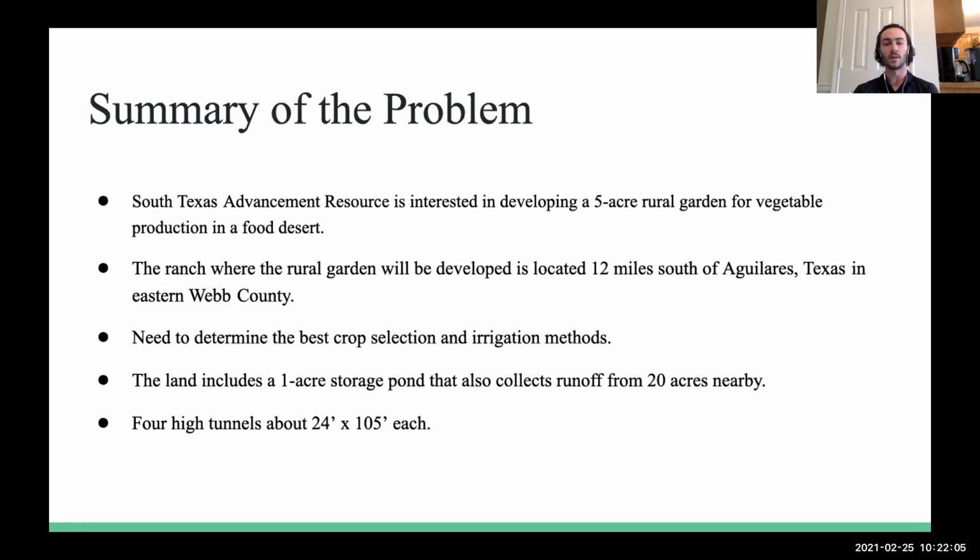We need to determine the best crop selection and irrigation methods that would work for the hot and arid conditions in this area. Already on the property, there is a 1 acre storage pond that we can use for irrigation. There are also 4 high tunnels that are about 24 by 105 feet. They can be used for the crops to cultivate as well as windbreaks for the surrounding area.